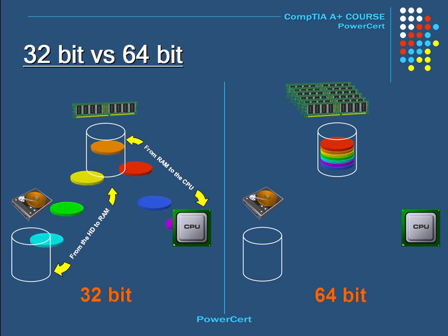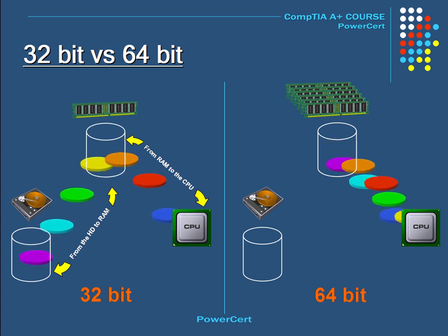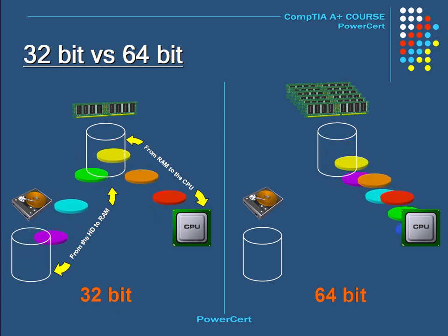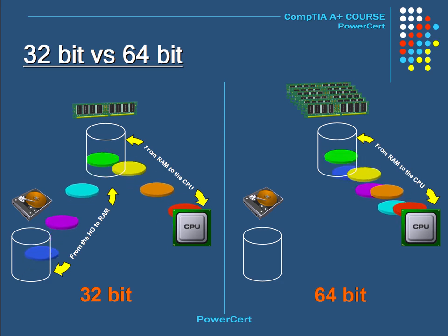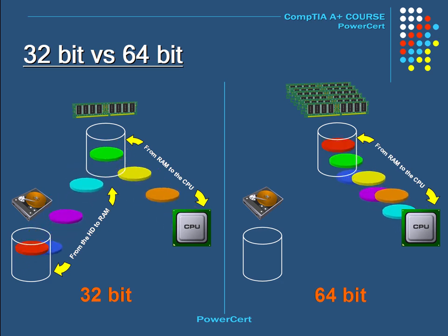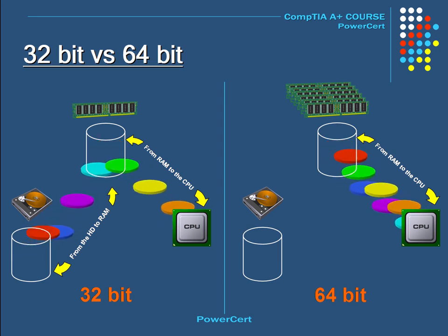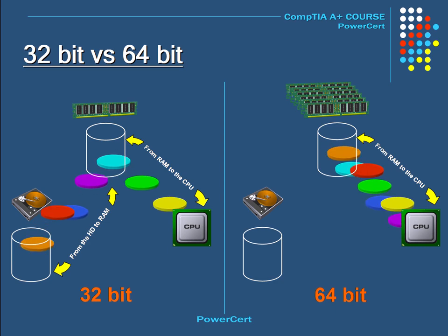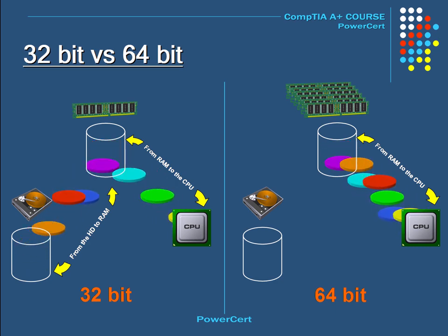But a 64-bit system is able to support a lot more memory than 4 gigabytes, which means that more data can be loaded into the faster RAM than on a slower hard drive. And because it can store more data on the faster RAM than on a slower hard drive, the computer is able to run a lot faster. So in a nutshell, this is why a 64-bit system is faster than a 32-bit system.